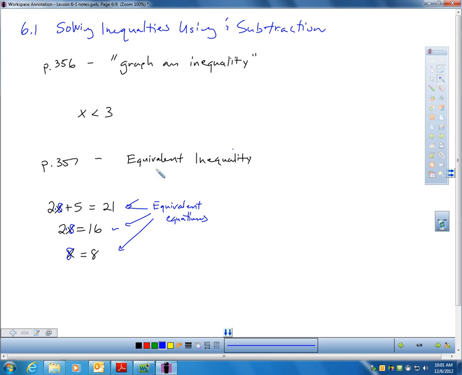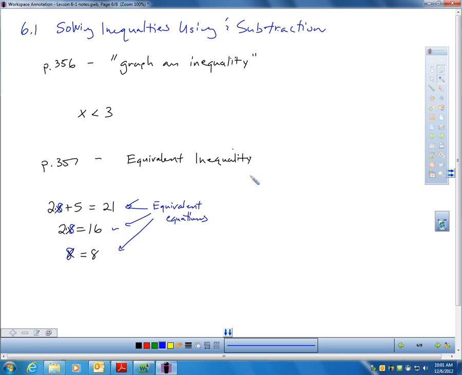Okay? We're going to work with equivalent inequalities today. So it's the same idea. Each inequality would have the same solutions. And why would we need equivalent inequalities? They are going to ask us to solve inequalities today and then graph our solution. That's the second major thing you're going to be doing.